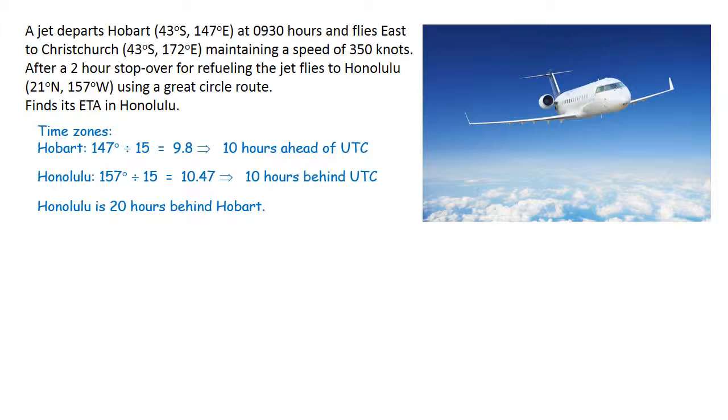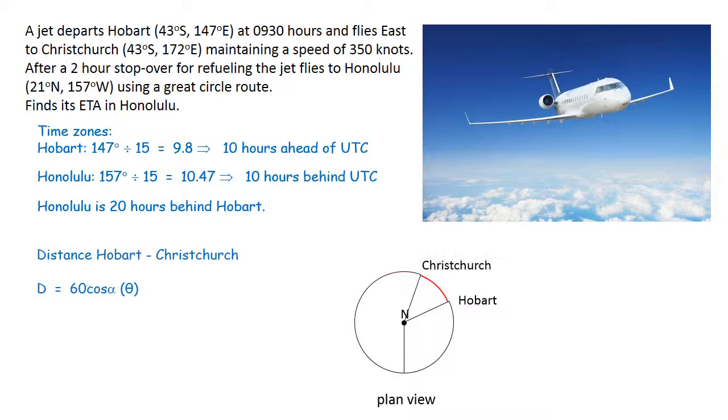There are 2 separate legs of travel involved in this journey, and the distance of each must be calculated. The question says that the travel between Hobart and Christchurch is directly due east, so we're going to be using the formula d equals 60 cos alpha times theta to get our answer in nautical miles. A plan view diagram will help establish the angle theta subtended by the journey. Hobart is 147 degrees to the east and Christchurch is 172 degrees to the east. The angle difference can be found by subtraction. Theta equals 25 degrees. Substitute into the formula to find the distance in nautical miles.